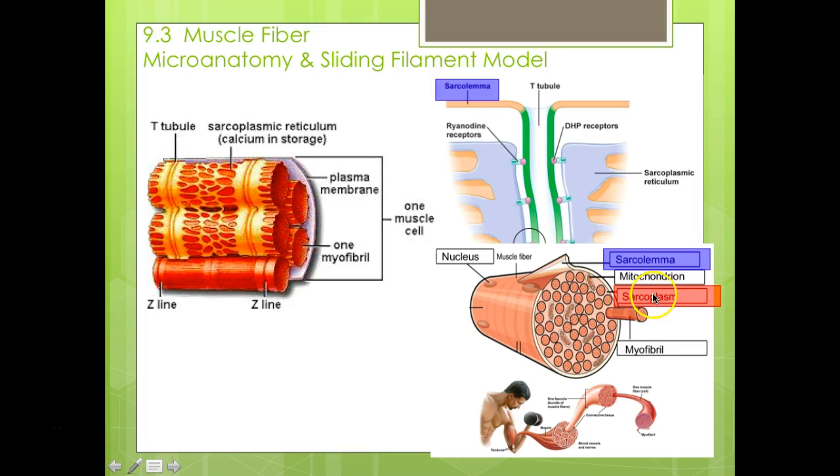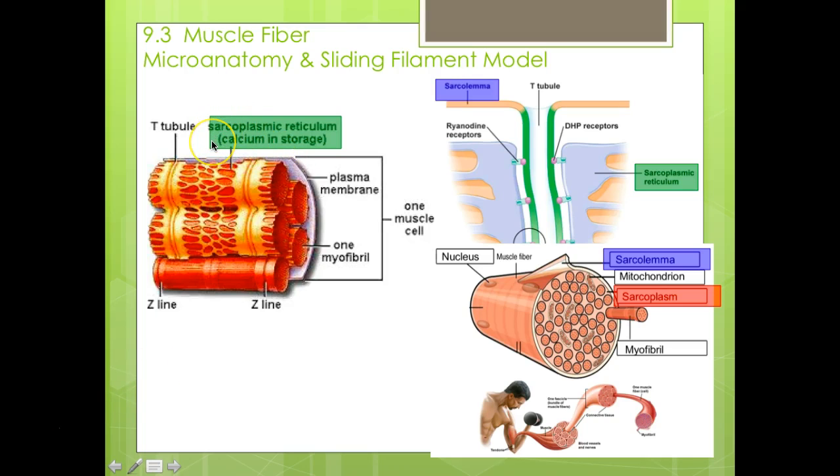Next, let's talk about the sarcoplasm. Now, the sarcoplasm means the muscle cytoplasm. So that kind of surrounds all of these myofibrils. Next, we have our sarcoplasmic reticulum.